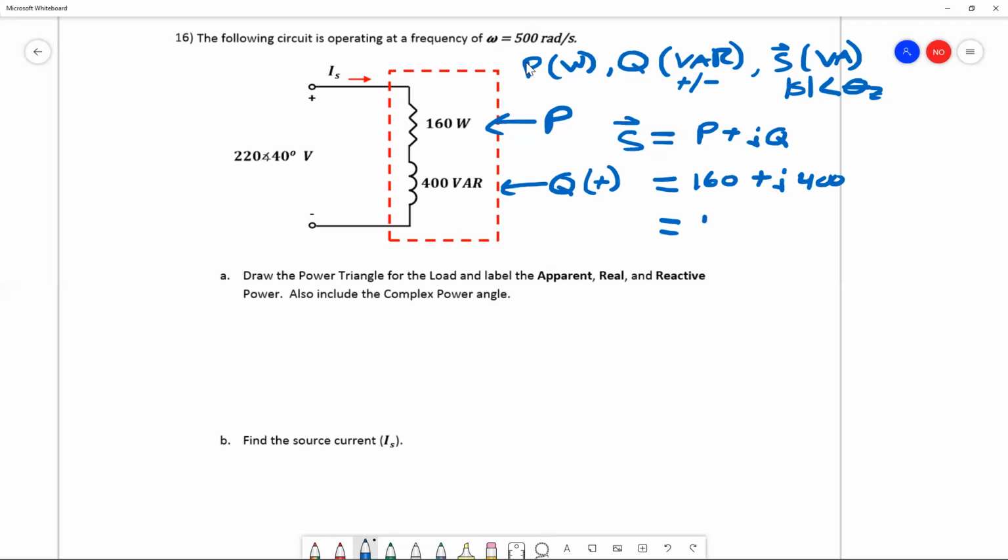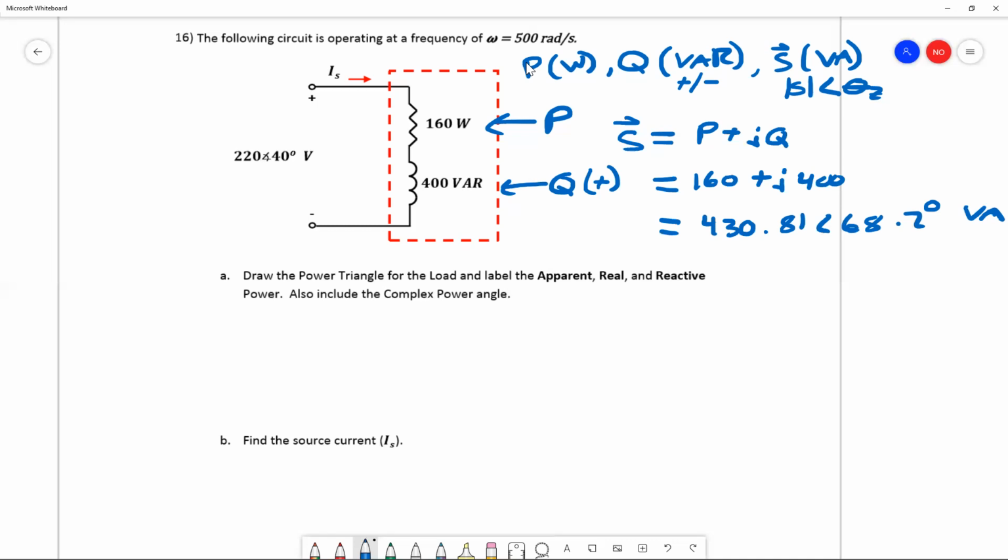And that'll give us 430.81 at an angle of 68.2 degrees. And that is in volt amps.